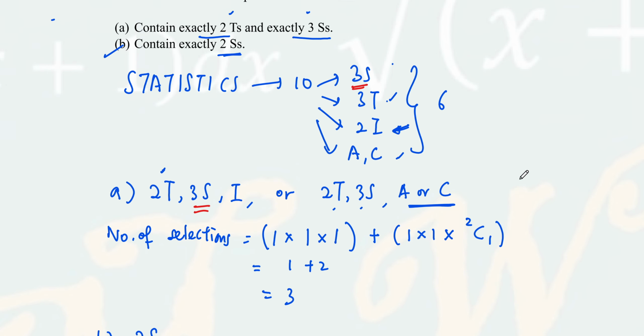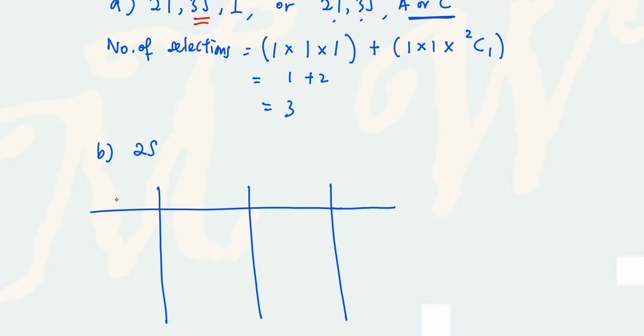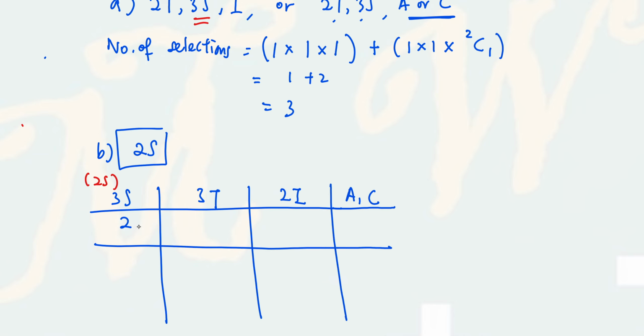So basically I have 3s, 3t, 2i, and then A and C. Now remember we need to get exactly 2s. So here I will write 2s. Now, to make it 6 letters, remember 6 letters and exactly 2s, I will have to consider no t, and then this is 2, this is 2.